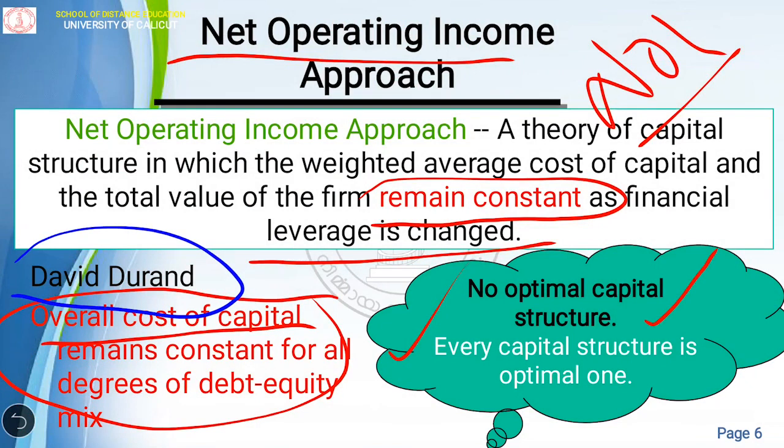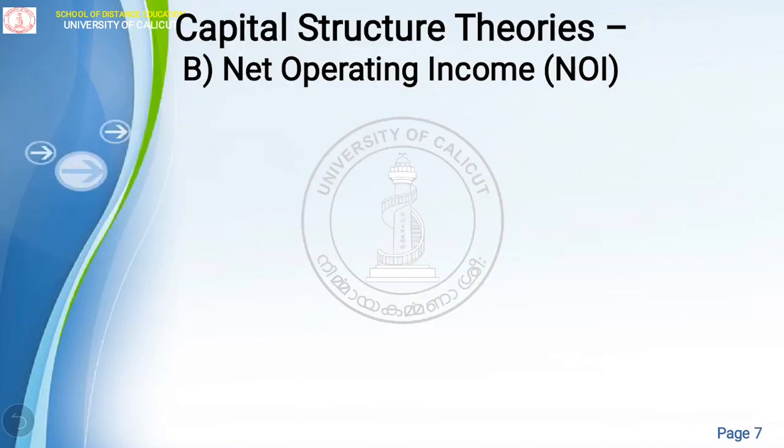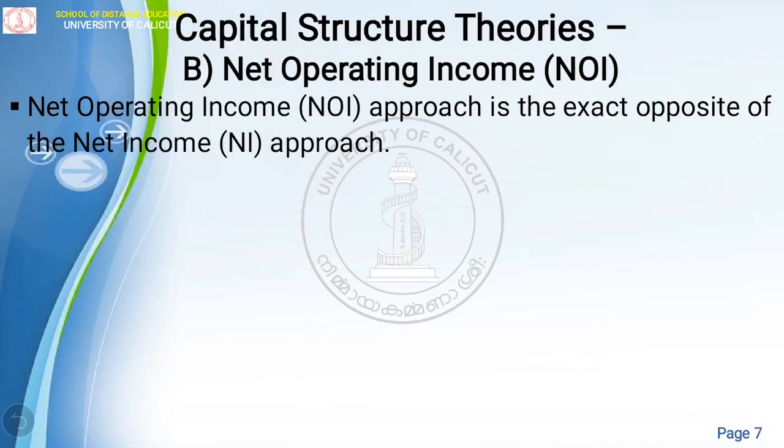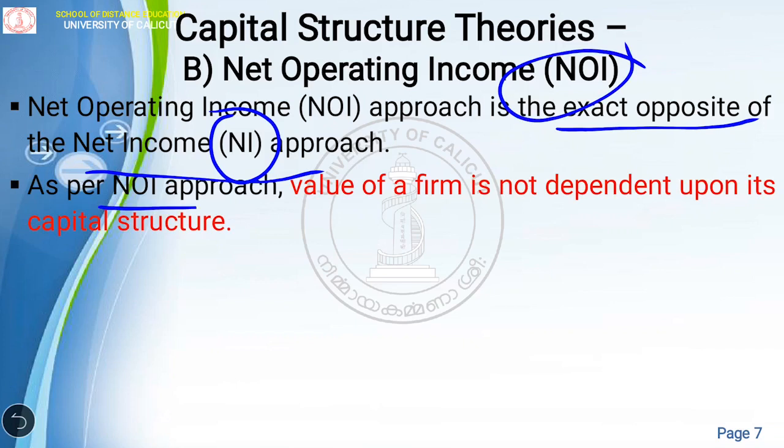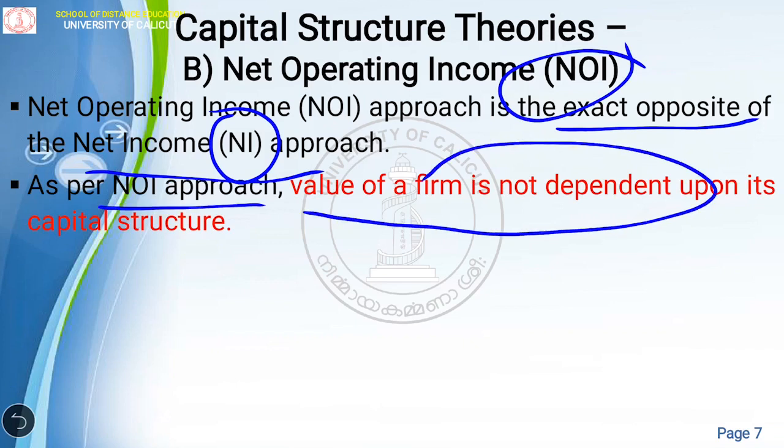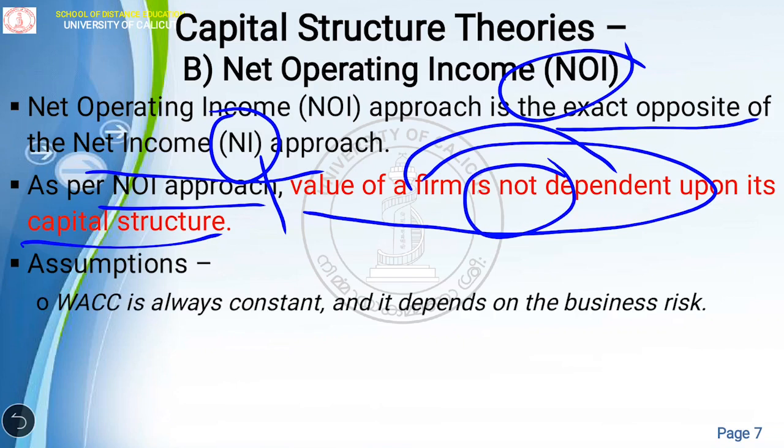David Durand is the person who has advocated this theory. The net operating income approach is the exact opposite of the net income approach. In the net income approach, the value of the firm is affected if the capital structure mix is affected or the cost of capital is affected. Here, net operating income says that there is no relation, it does not affect, that means it remains constant. As per the NOI approach, the value of the firm is not dependent upon its capital structure. The net income approach says that the value of the firm is dependent on the capital structure. But the net operating income approach says that it has no relation. It is not dependent. Here we have some assumptions.